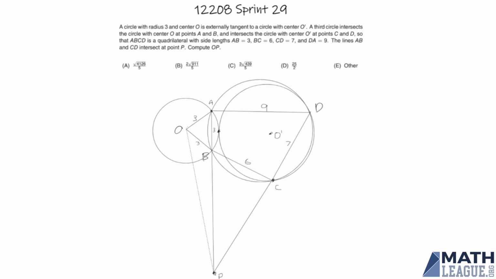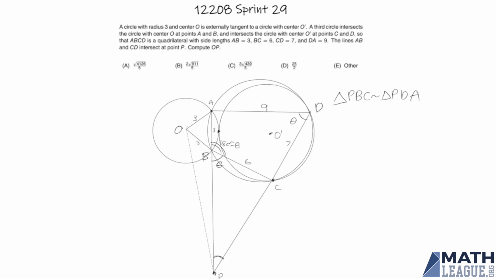Compute OP. So the first thing we look at is we notice some similar triangles. In particular, we have this angle in common between PBC and PDA. And if we call angle PBC theta, then ABC is going to be 180 degrees minus theta. And since ABCD is cyclic, and the sum of opposite angles in such a quadrilateral is 180 degrees, we have that ADC is also equal to theta. That means we have similar triangles, PBC and PDA.